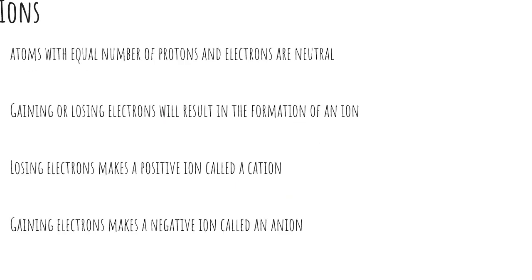Ions. Atoms with an equal number of protons and electrons are going to be neutral, but if you gain or lose electrons, then you're going to form an ion. If you lose electrons, you're going to form a positive ion called a cation, and if you gain electrons, then you're going to become more negative and you're going to be called an anion.